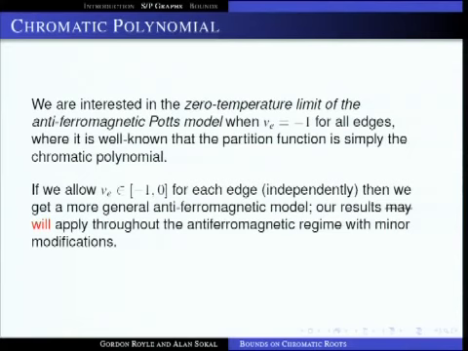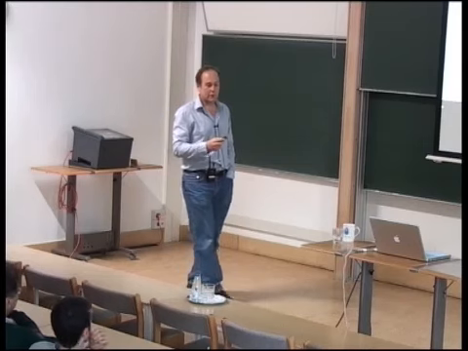What we're interested in is the zero temperature limit of the antiferromagnetic model, which is when V sub e is -1 for every edge, and the partition function then is just the chromatic polynomial. We could allow V sub e between -1 and 0 for each edge independently, and then you get a more general antiferromagnetic model. And we just realized this morning that our results will in fact apply throughout that regime with some minor modifications. But will it work for complex antiferromagnets? Not yet. It won't work for complex antiferromagnets yet.